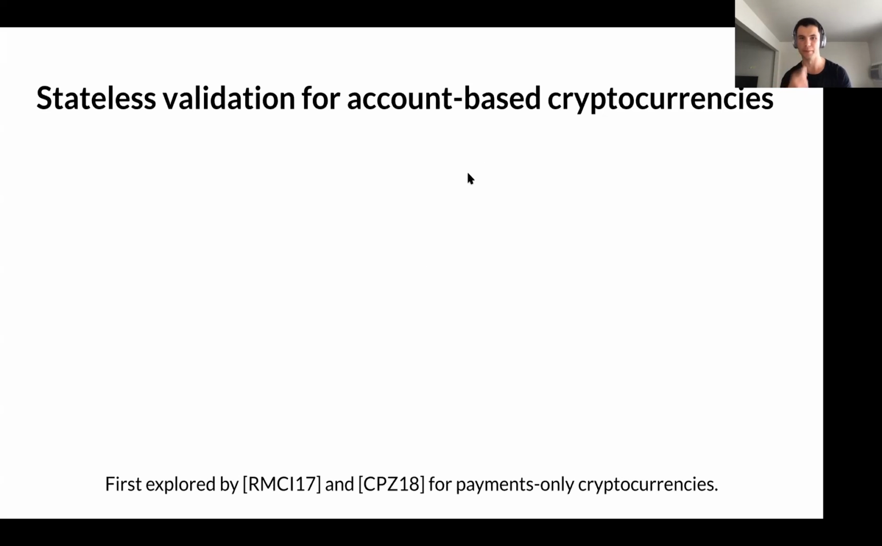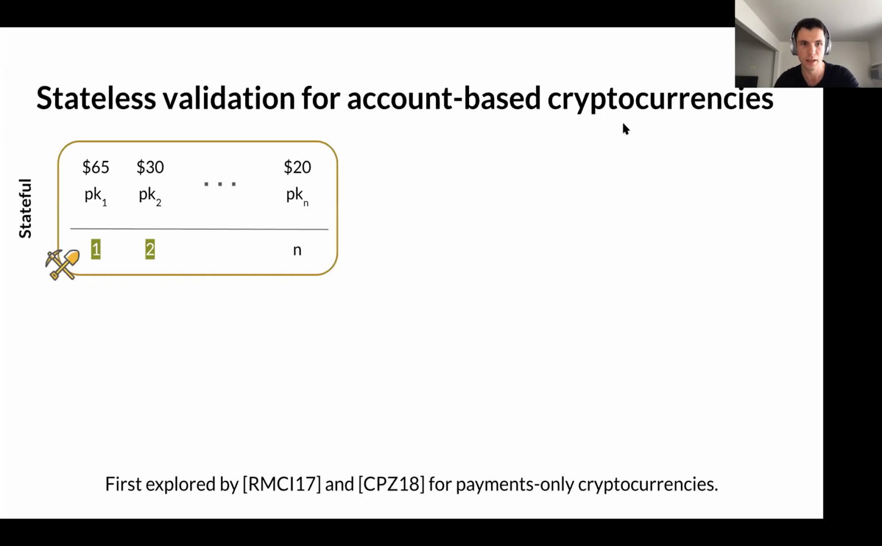And this concept was talked about a lot as early as 2011 in the Bitcoin community on the forums. I think you can find some references about that in the CPZ 18 paper. But in the academic literature, it was first explored by Reisen et al. and by Chepurnoy et al. for payments-only cryptocurrencies, so no smart contracts. And let me tell you what the idea is, roughly speaking.